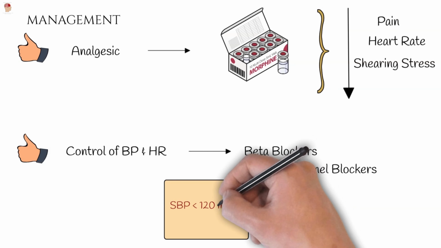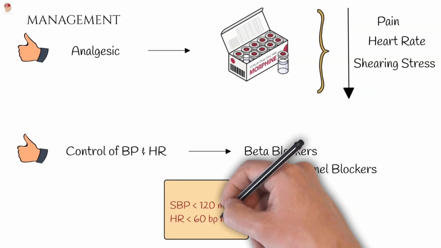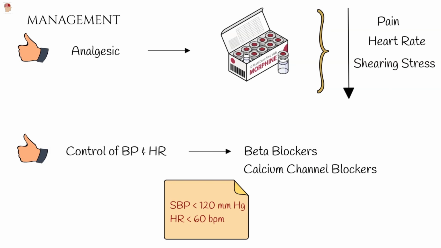The goal is to control the blood pressure to less than 120 mm of mercury and the heart rate to less than 60 beats per minute. So this is how primarily the medical management of aortic dissection is done.